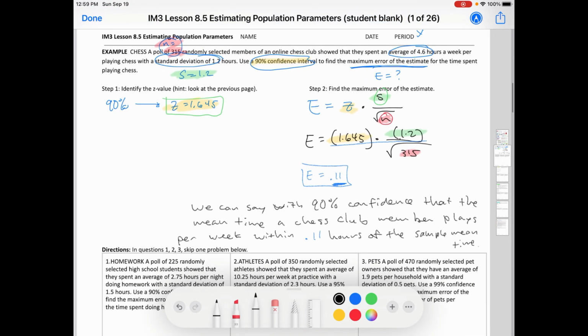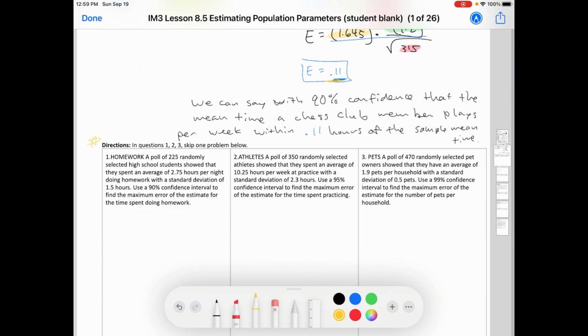Okay, let's put it in context and then you can try a problem. So basically, people that we interview for the chess club are playing 4.6 hours a week, right? We interviewed 315 people, and although there's a standard deviation of 1.2 hours, I am 90% confident that people are playing. And then my margin of error, the maximum error of this estimate is only 0.11.